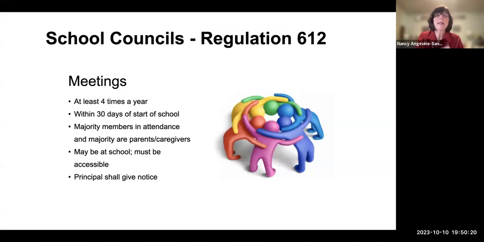The only requirement is that it must be accessible, and it must be in a place where all parents and caregivers would feel comfortable meeting. Therefore, you may not want to hold a meeting in your local bar or even in your local Tim Hortons. So somewhere that's accessible and somewhere that all parents will feel comfortable going. And one of the responsibilities of the principal is to give notice to the school community of when the meetings are and where they will be held.